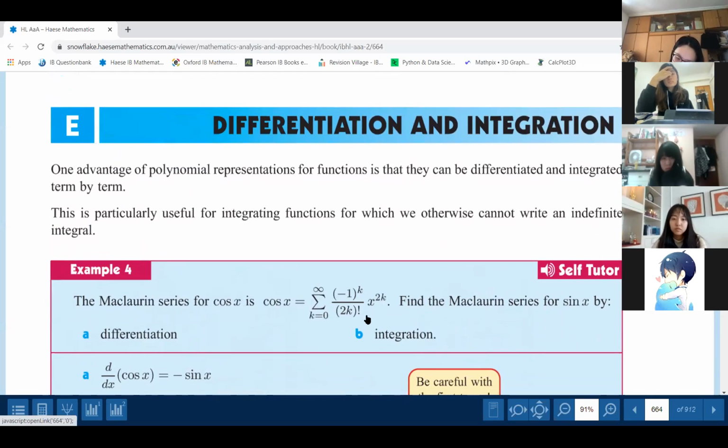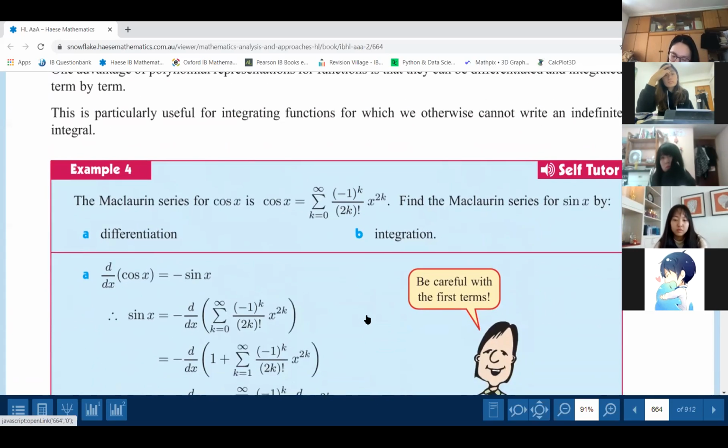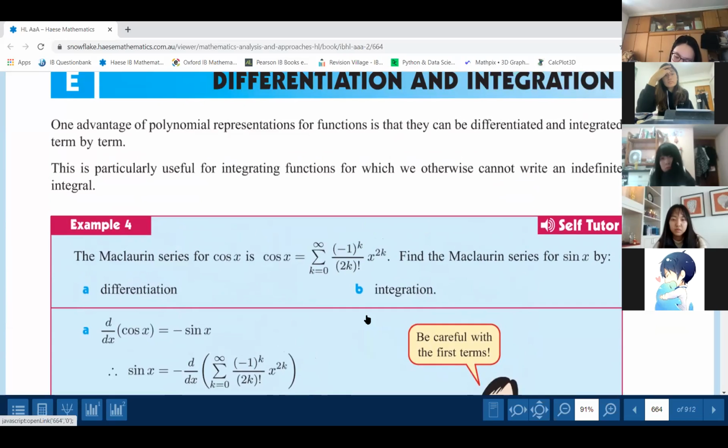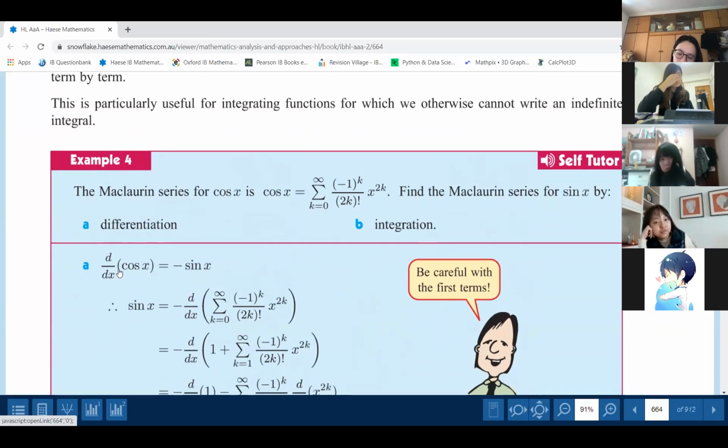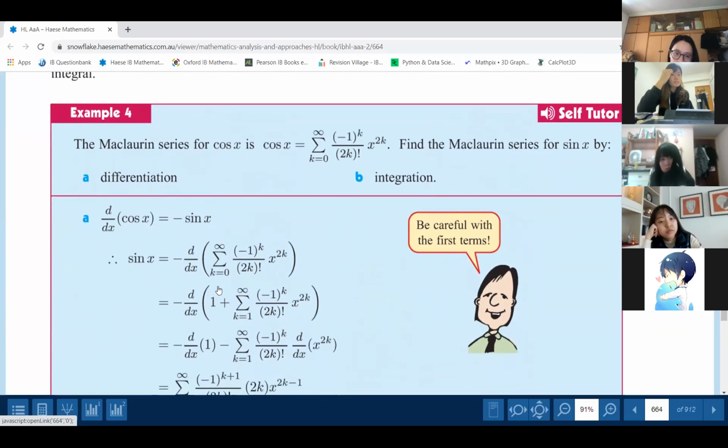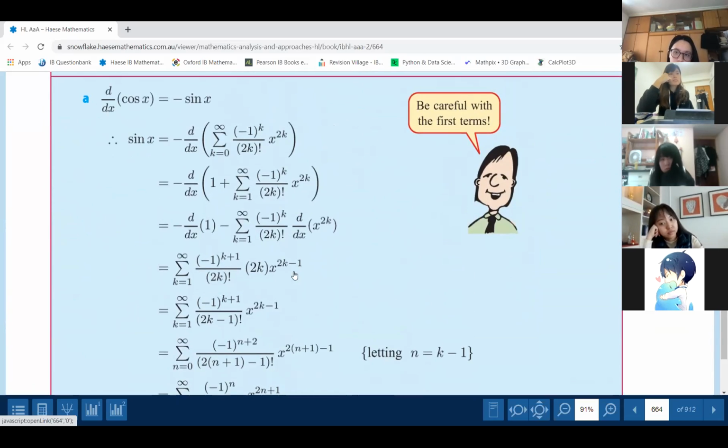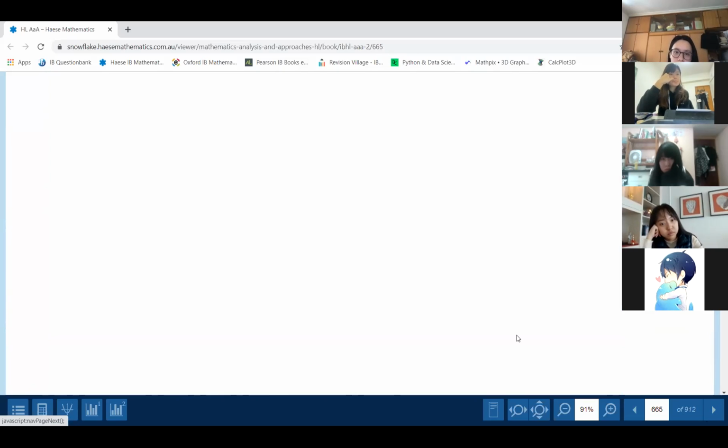Differentiation and integration. You can also use differentiation and integration to get Maclaurin series expansion. Look at this. The Maclaurin series for cosine is this. Find the Maclaurin series for sine by differentiation. Look, if you differentiate cos, you get minus sine, right? Or maybe I play so we can hear the explanation, or maybe I just run through it myself.